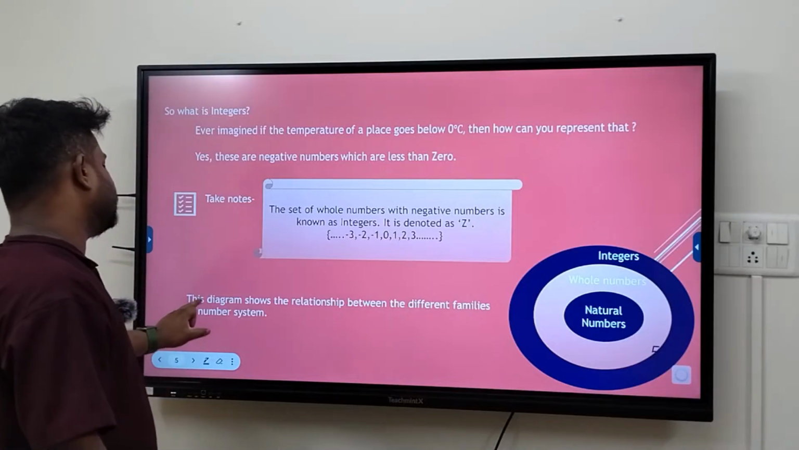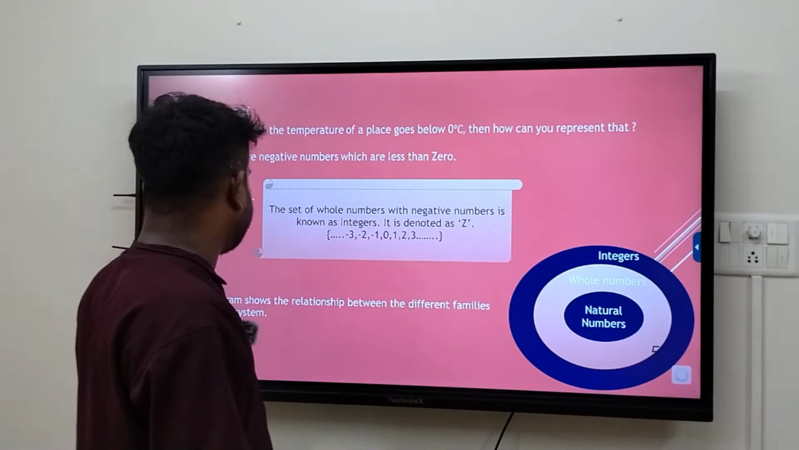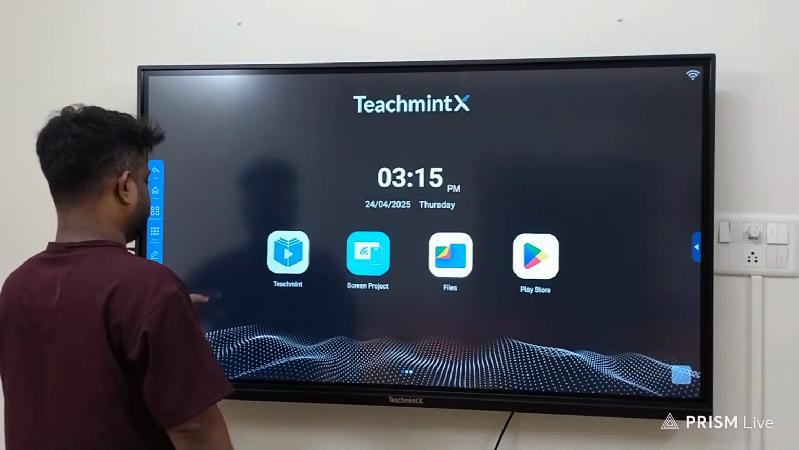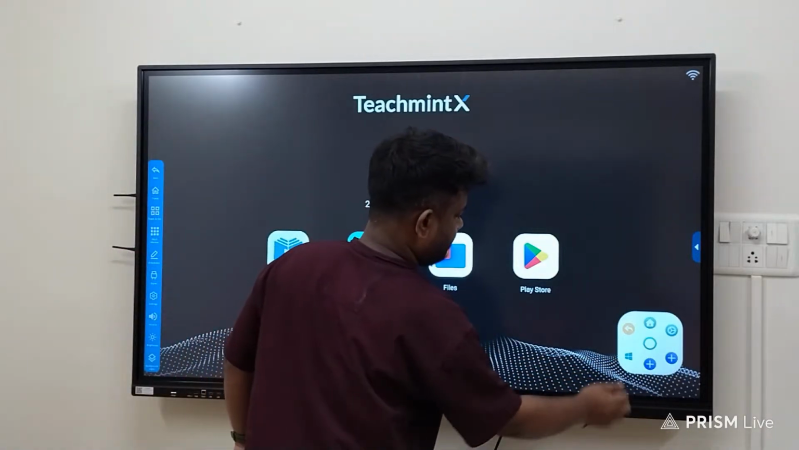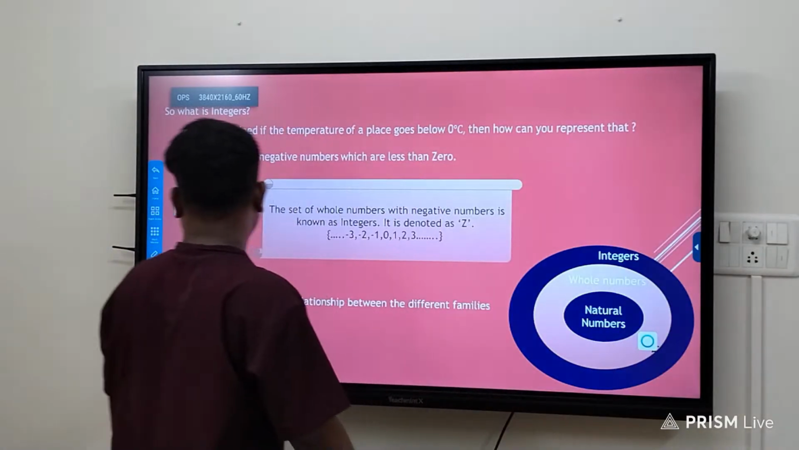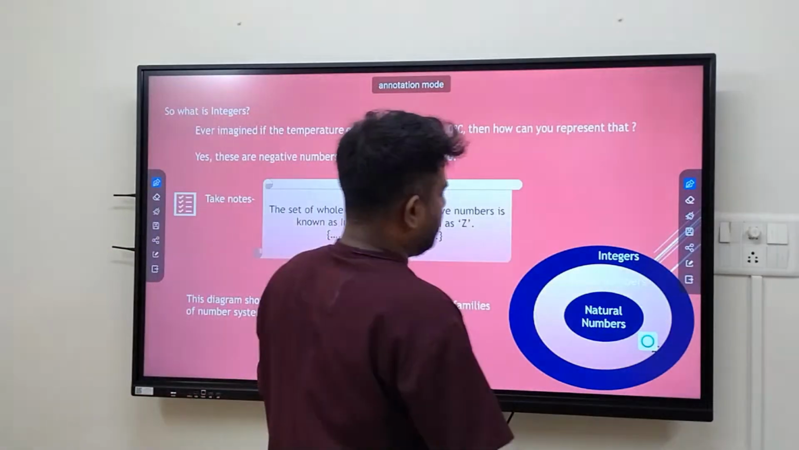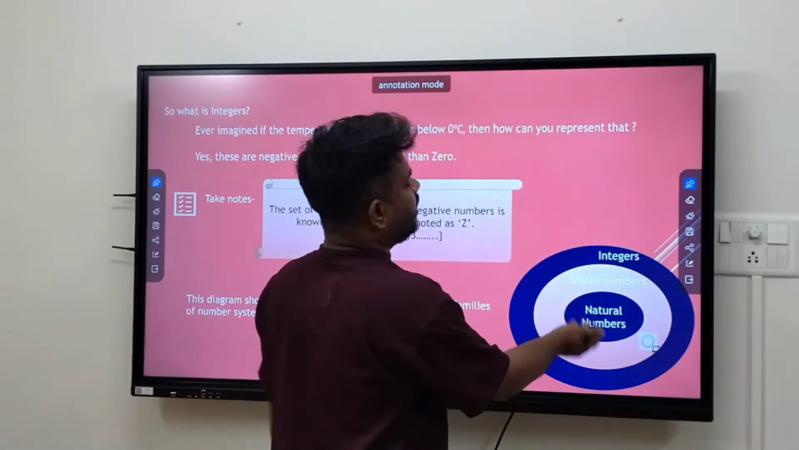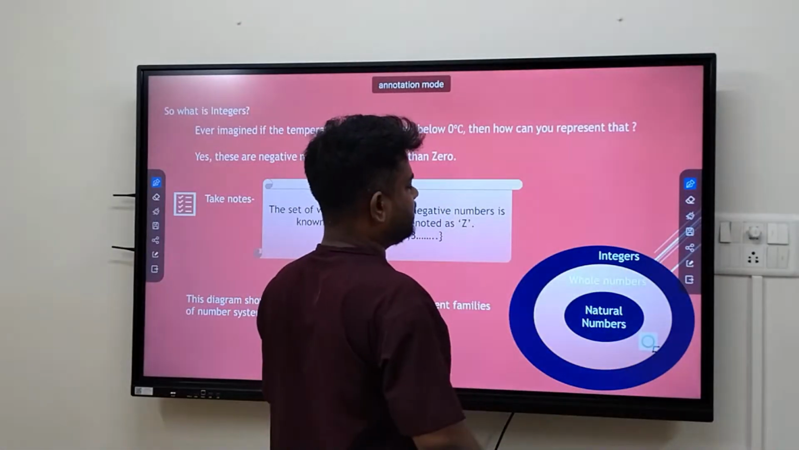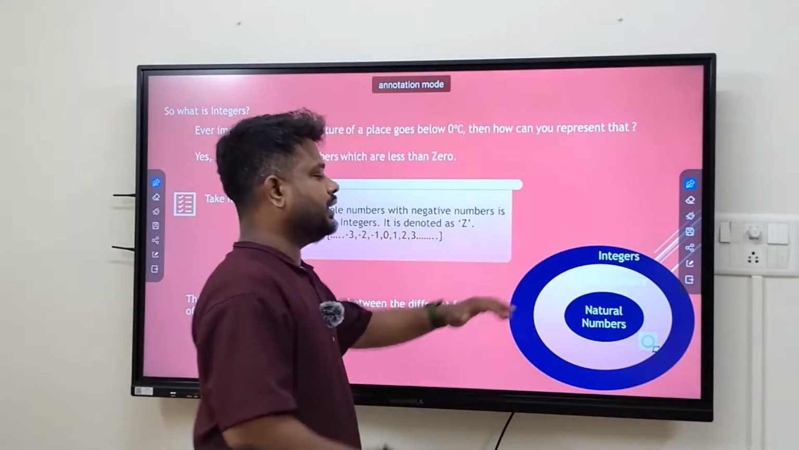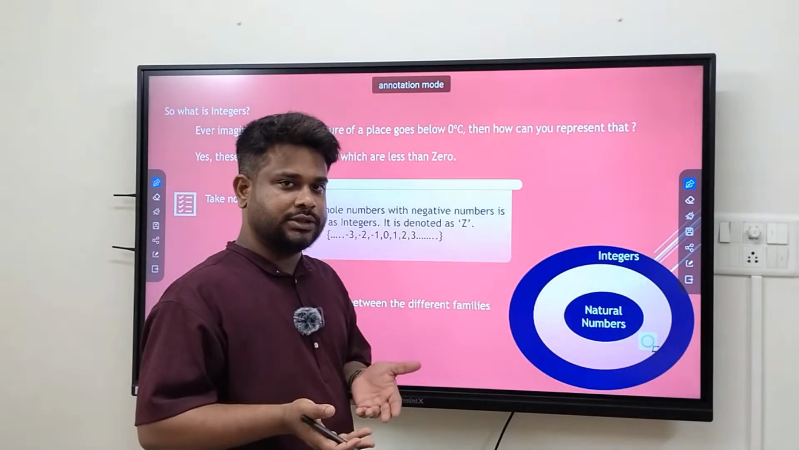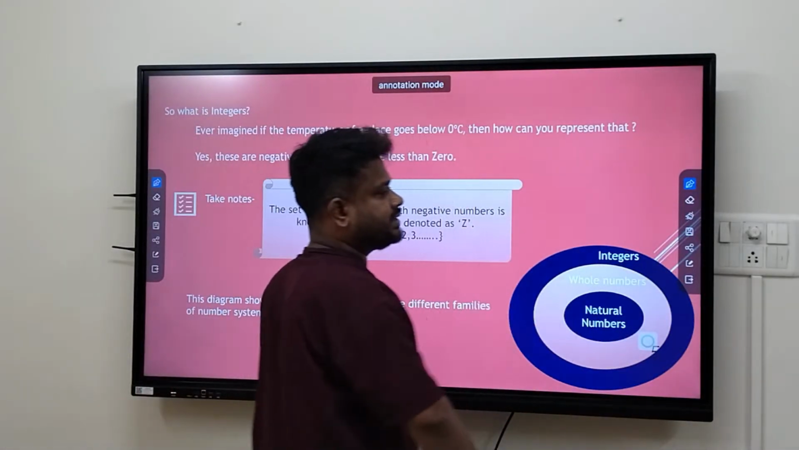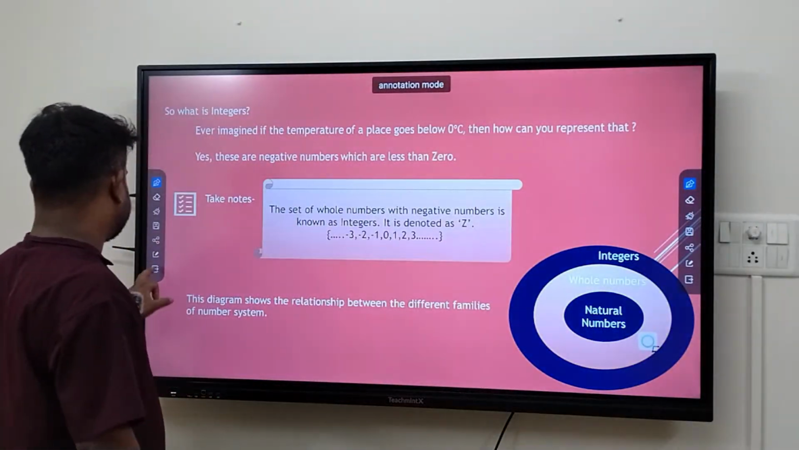Taking a note that this diagram shows the relationship between the different families of the number system. In the number system family, we have already studied that the natural numbers are 1, 2, 3, 4, 5, 6. When we add 0 to it, it becomes whole numbers, and when we add negative numbers to it, it becomes integers. This can be represented like this Venn diagram. Okay, let us go to the next one.